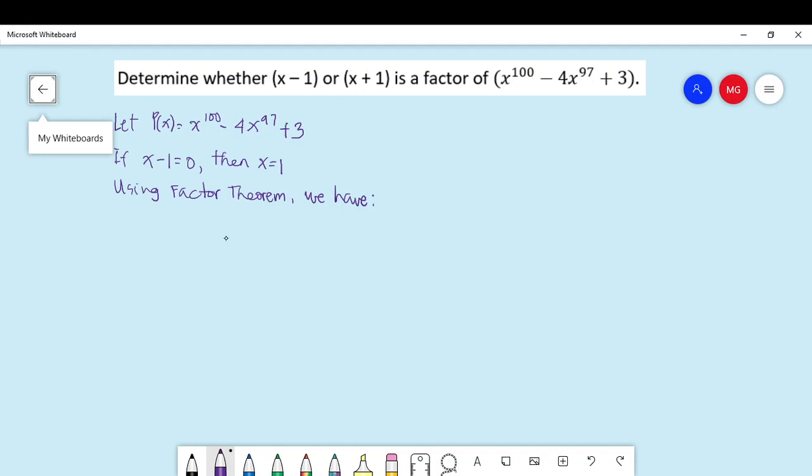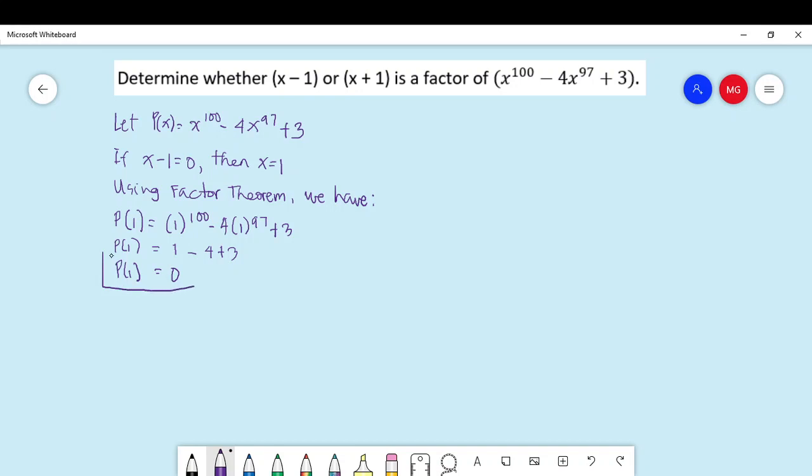Using the factor theorem, we have p of 1 is equal to 1 raised to 100 minus 4 times 1 raised to 97 plus 3. What we did was we only replaced x by 1. So p of 1 is equal to 1 raised to 100 is 1, minus 1 raised to 97 is 1, times 4, it's 4, plus 3. So we have p of 1 equal to 0.